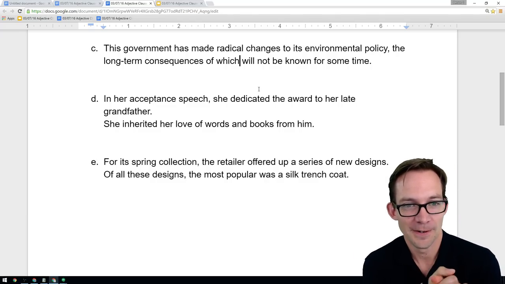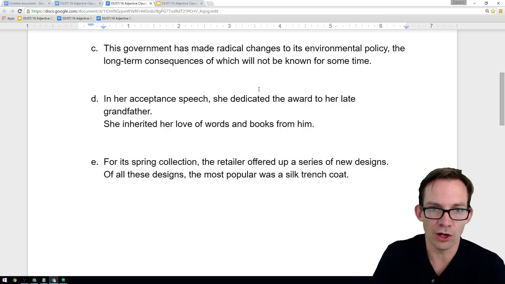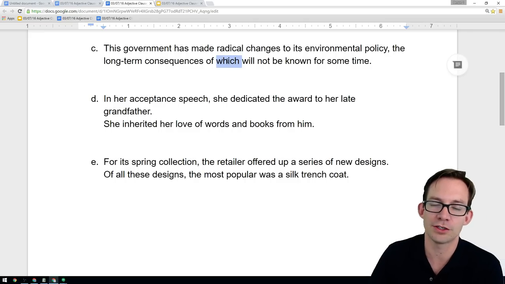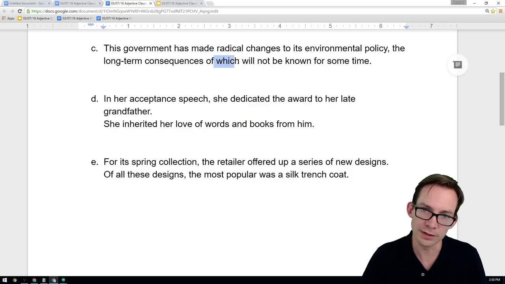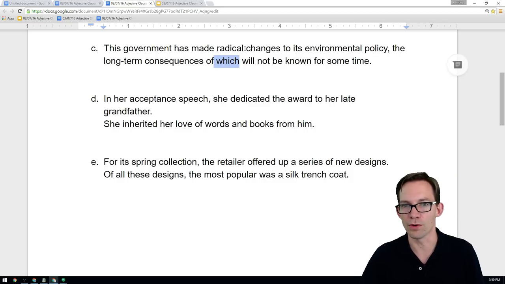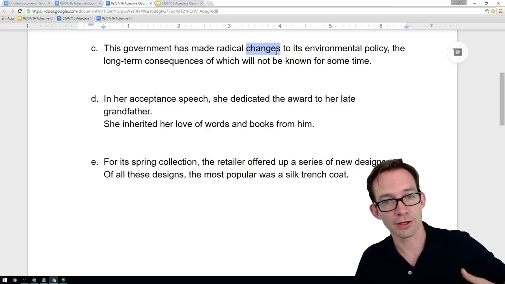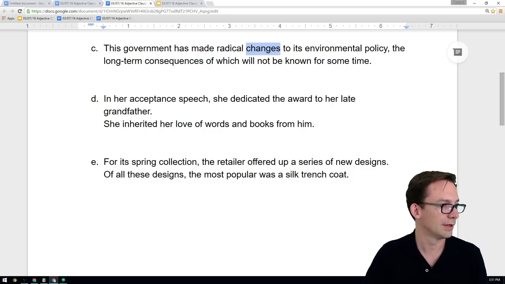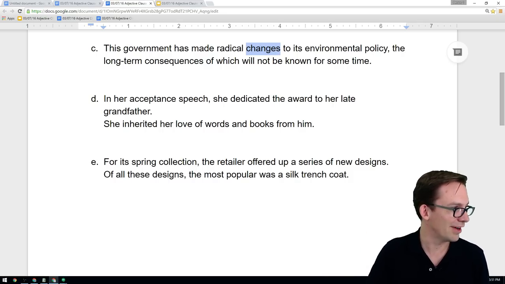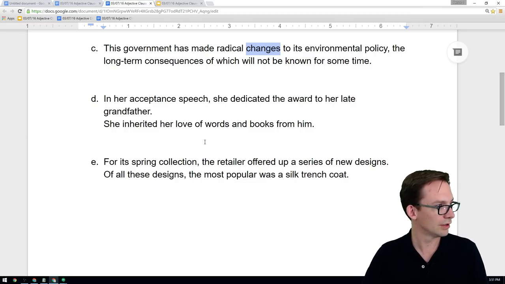So in this case, the government has made radical changes to its environmental policy, the long-term consequences of which will not be known for some time, because "which," in this case, is the relative pronoun for changes, the changes to the policy. So the consequences of these changes, we will not know for some time. That's quite advanced, but you guys are doing really well. So how about two more? Selma got it too. Yeah, good work. Awesome.